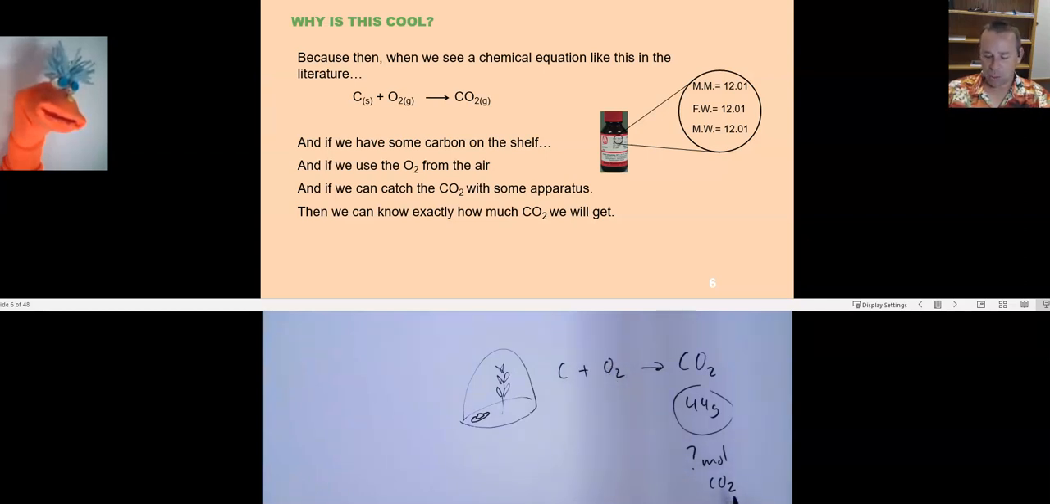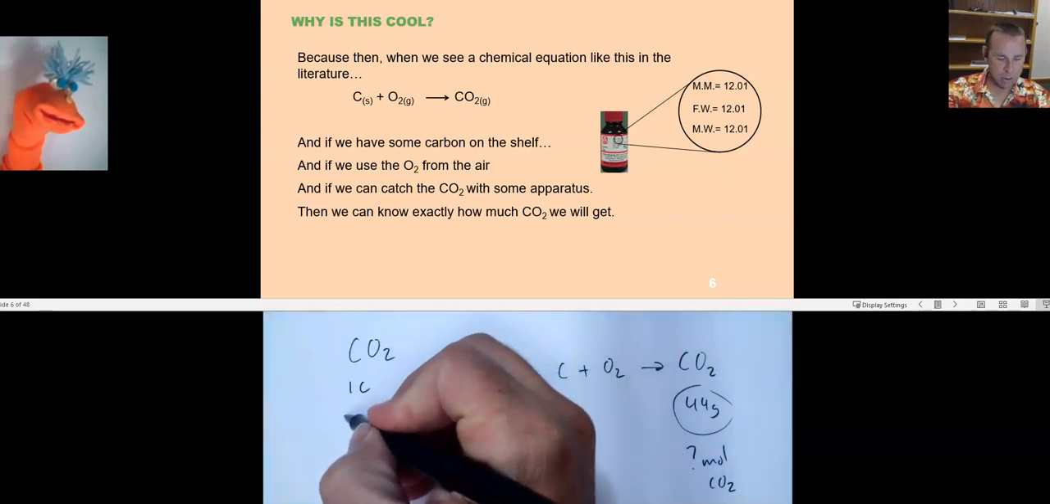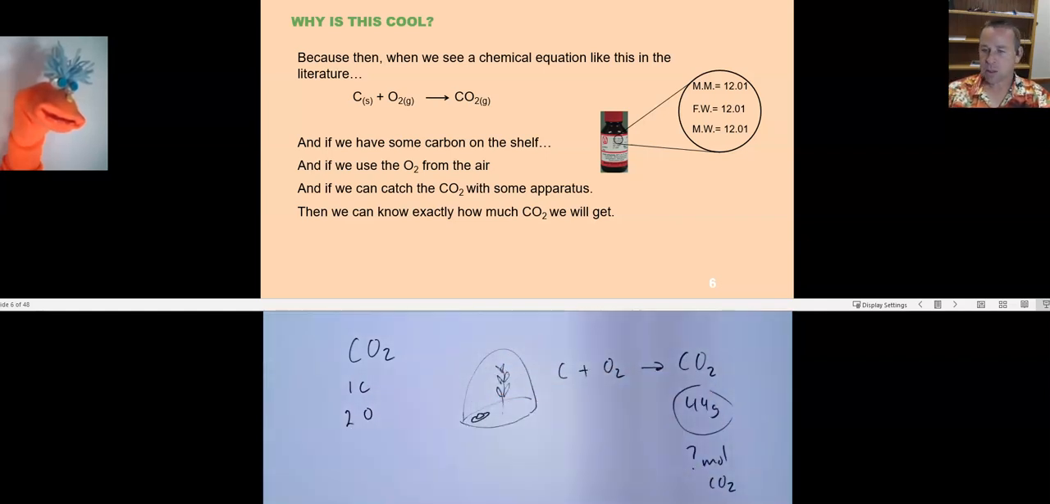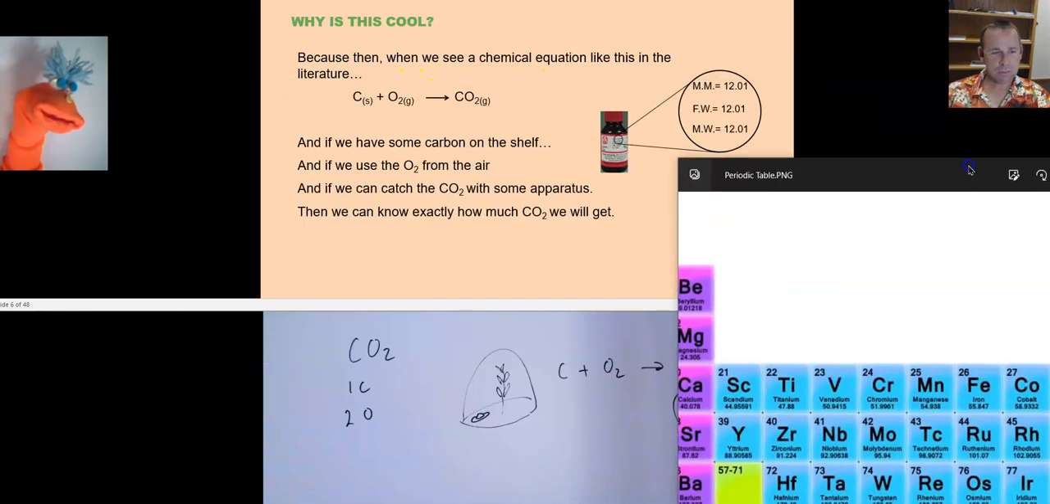So how many moles is 44 grams of carbon dioxide? Well, I need to identify how many grams of carbon dioxide equals 1 mole. And the way I do that is I take the masses of the different elements in a unit of carbon dioxide. That's 1 carbon and 2 oxygens. Carbon, I can look on the periodic table and see that it's 12, 12.0.